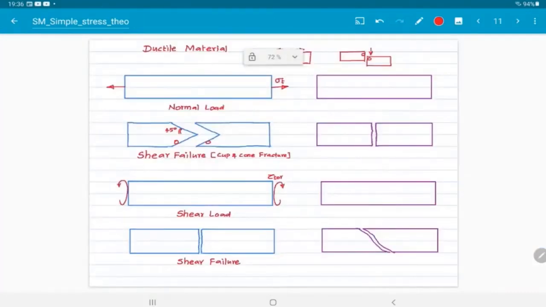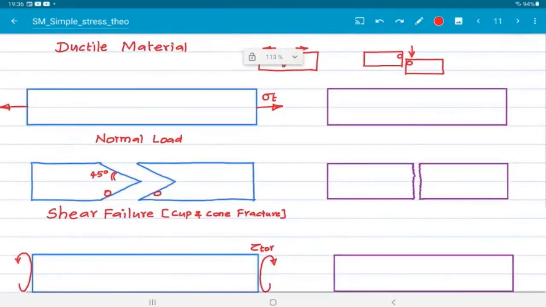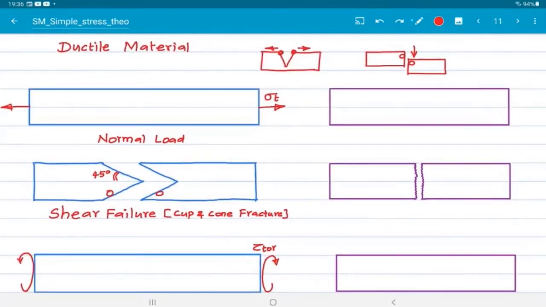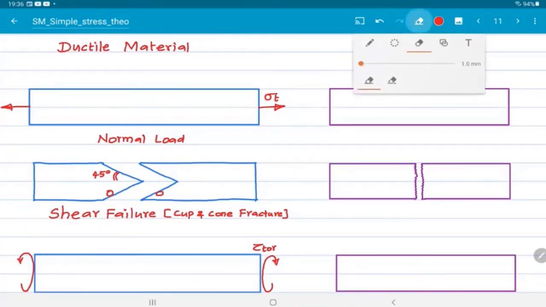See the left-hand side, both are ductile materials. First we applied normal load, and the failure was shear. Second we applied torsional load, meaning shear load, and the failure was shear failure. So keep the information as it is. Now coming to brittle material.